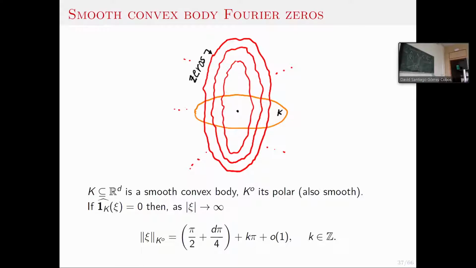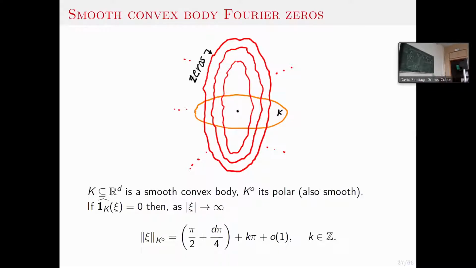A few more words about the polar body. If your original body K looks like this, the polar body is elongated in the directions where your original body is narrow, and narrow in the directions where your original body is long. So if this is the original body, then the polar body will be a dilate of something like this. That's what I've drawn here. These red lines are the zeros of 1K half. As you go out, this shape will look more and more like a dilate of the polar body of K. Okay, this is what we know. You can find the same result expressed differently, but I think this is the best.